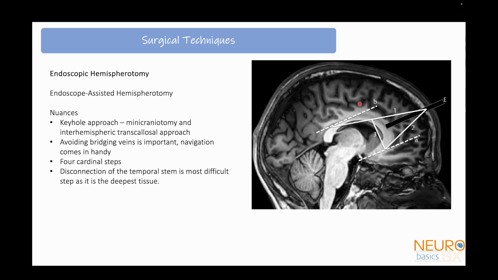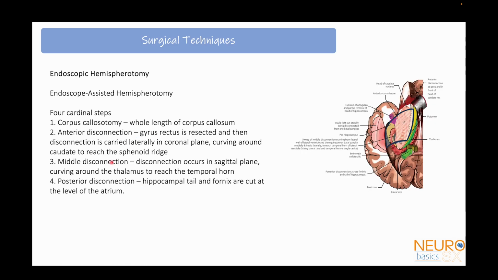The main issue with an endoscopic hemispherotomy is, as you can see here, if you enter from this region, trying to disconnect the temporal stem could be quite difficult. That is the most difficult part in an endoscopic hemispherotomy, as it is the deepest tissue. Now, there are 4 cardinal steps once you enter with an endoscope in an endoscope assisted hemispherotomy.